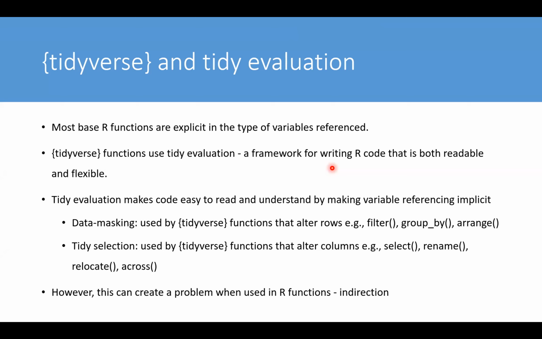But if I have a data set that has a column named X, then for me to be able to refer to that column in my data set, I will have to write something like the name of my data set followed by a dollar sign and then my X. That way, base R is very explicit as to are you referring to the variable in the environment or you're referring to the variable in your data set.